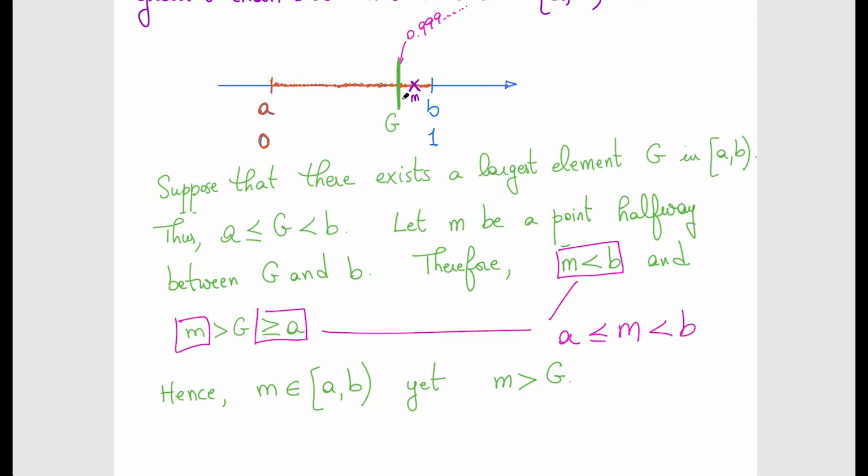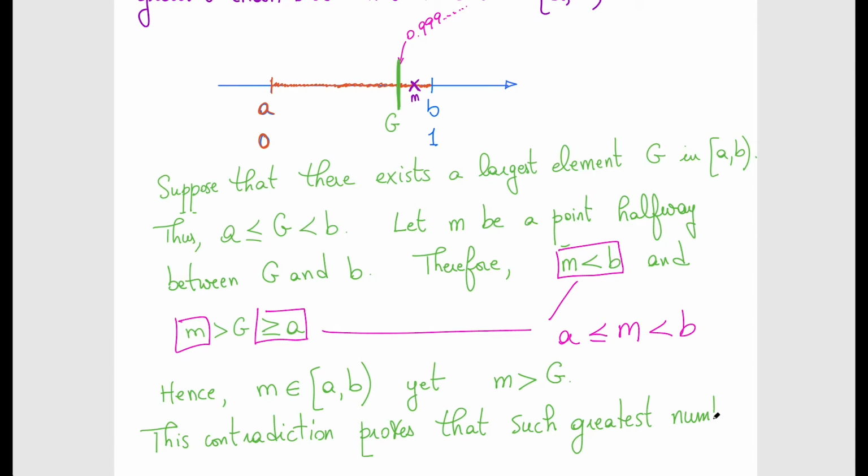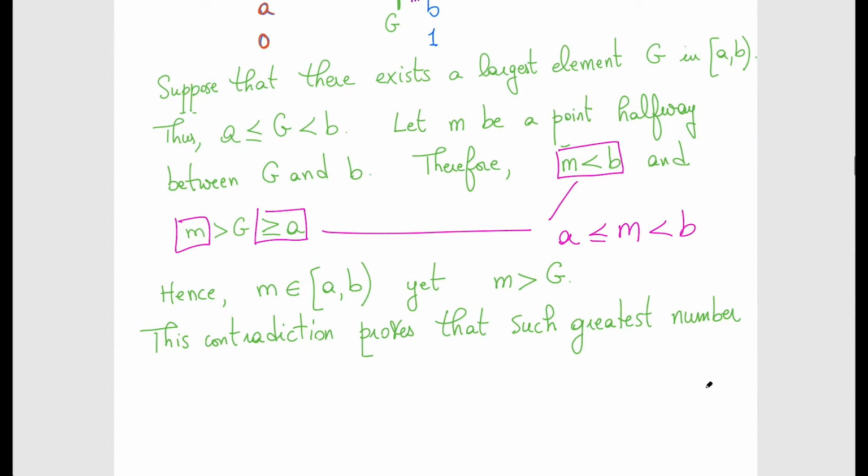So this contradiction proves that such a greatest number doesn't exist in AB. Okay.